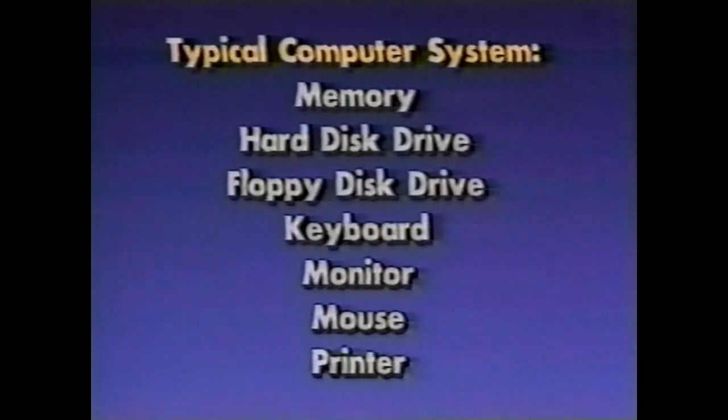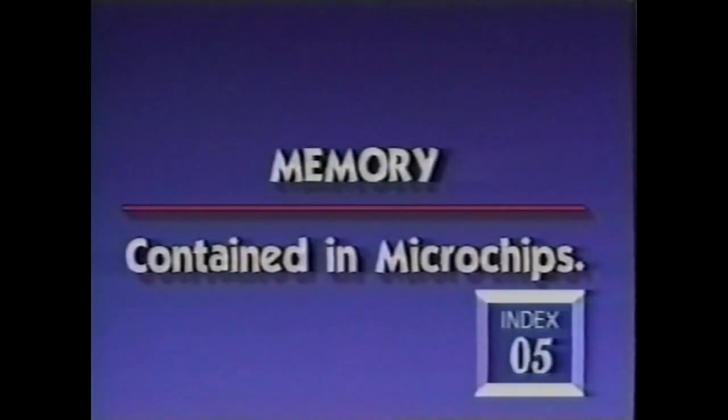In a basic system, there are 7 components that allow us to do this. They are the memory, the hard disk drive, a floppy disk drive, a keyboard, a monitor, a mouse, and a printer.